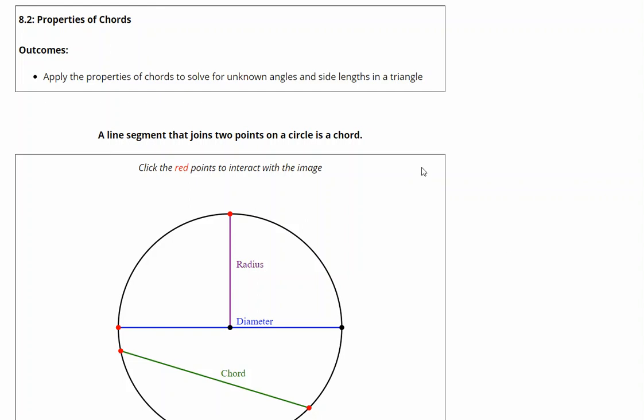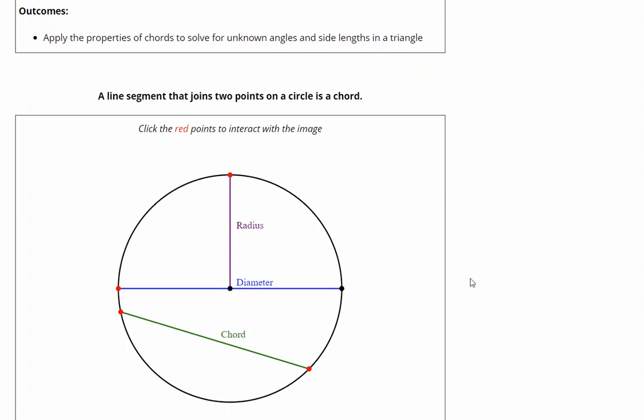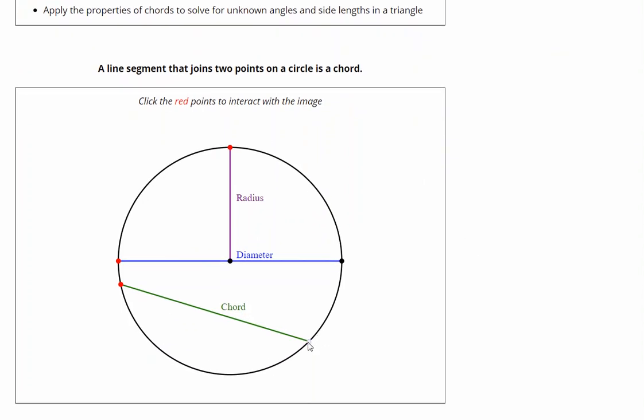Okay, so 8.2. Now we're going to be looking at properties of something called chords. Chords it's not really a tough concept. A chord is just any line that connects one side of a circle to another. So just anywhere on that circle, that's just considered a chord.